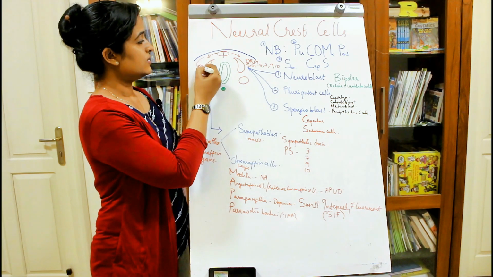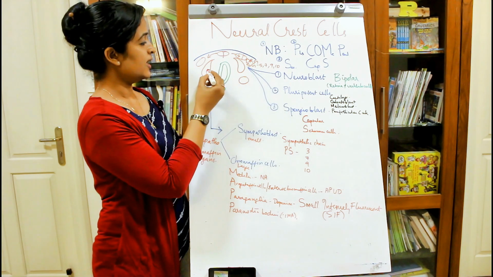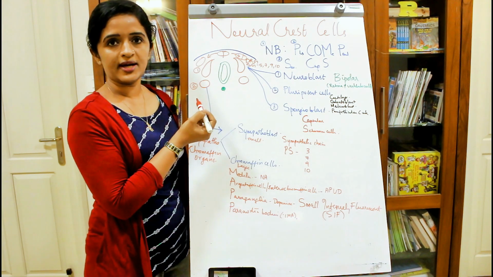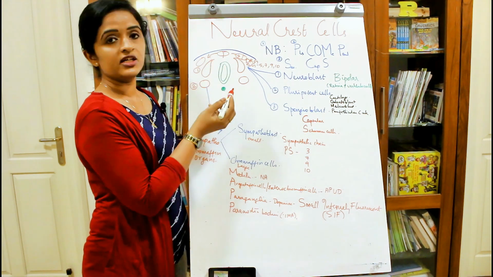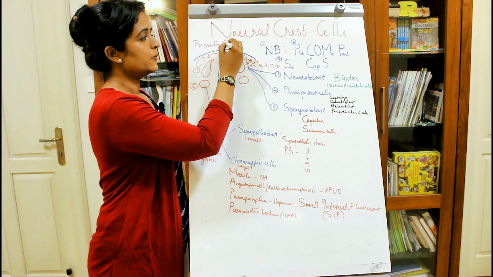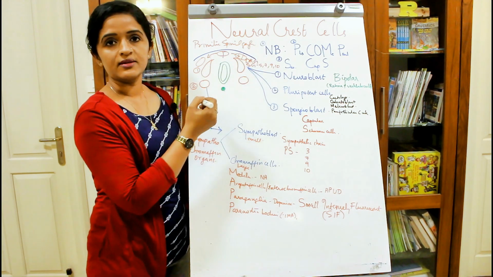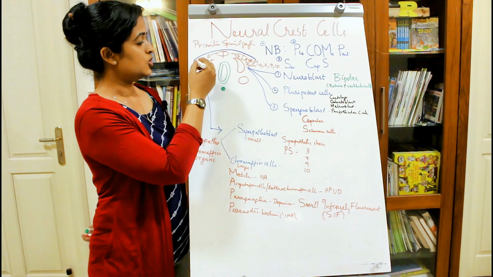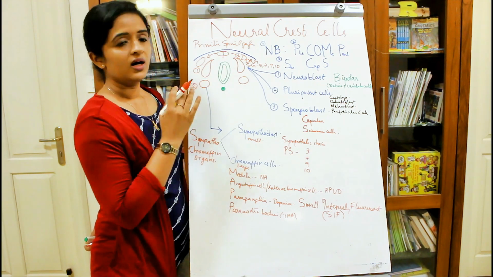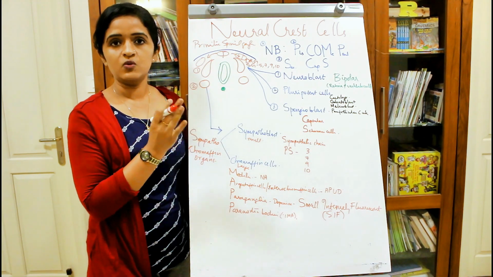Then as soon as these oval masses are formed, they will again split into two. Okay, so you can see a mass at the dorsal aspect and you can see a mass in the ventral aspect. So this is altogether known as primitive spinal ganglia. Okay, so these two masses, the dorsal mass and the ventral mass together form the primitive spinal ganglia. Now we will see the derivatives of this dorsal mass as well as the derivatives of the ventral mass.